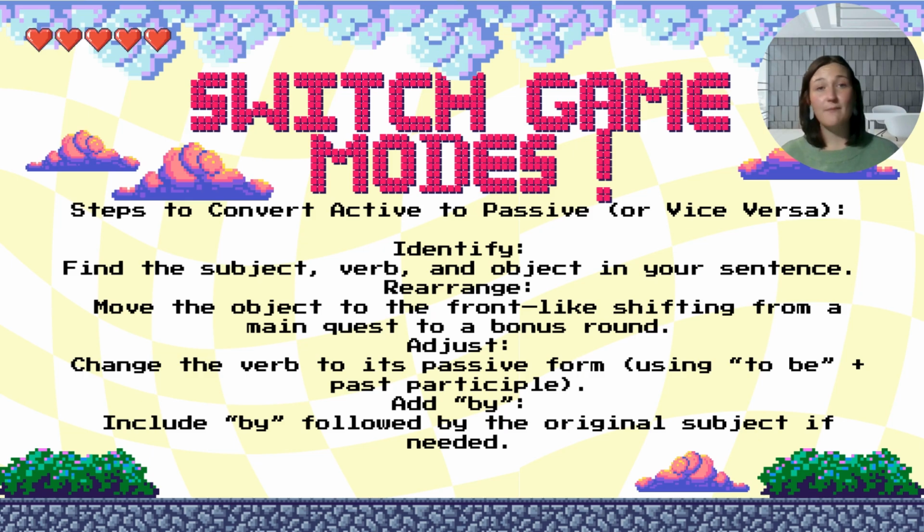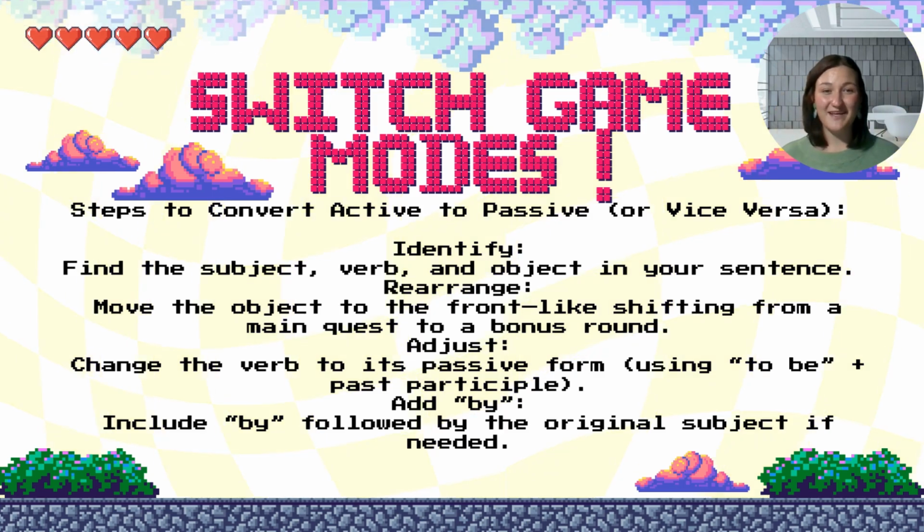Now that we are all caught up on the modes that are needed to play the following game, you need to know that you are able to switch between game modes. The following steps I will read to you will help you to switch from active to passive voice or vice versa. Identify. Find the subject, verb, and object in your sentence. Rearrange. Move the object to the front. It's like shifting from the main quest to a bonus round. Adjust. Change the verb to its passive form using a to be plus a past participle. Include the by followed by the original subject if needed.